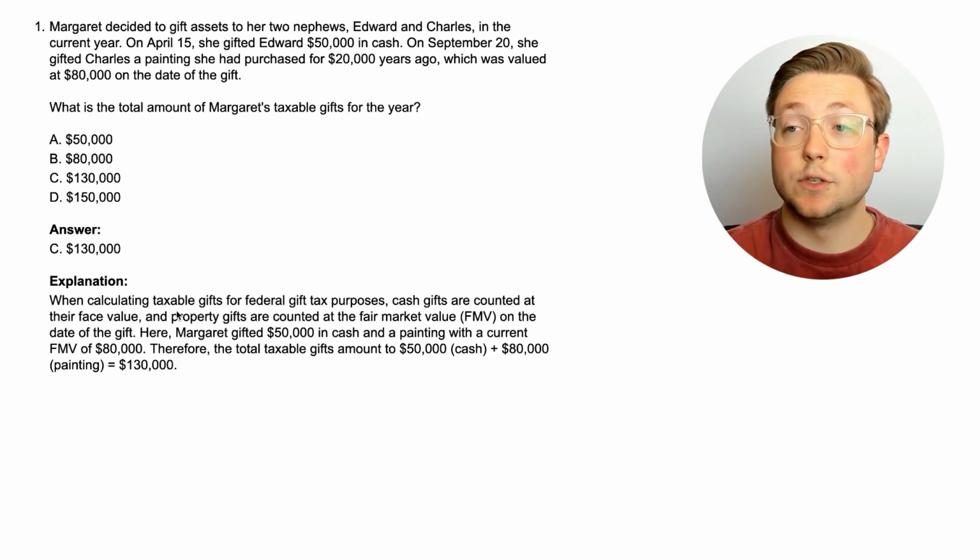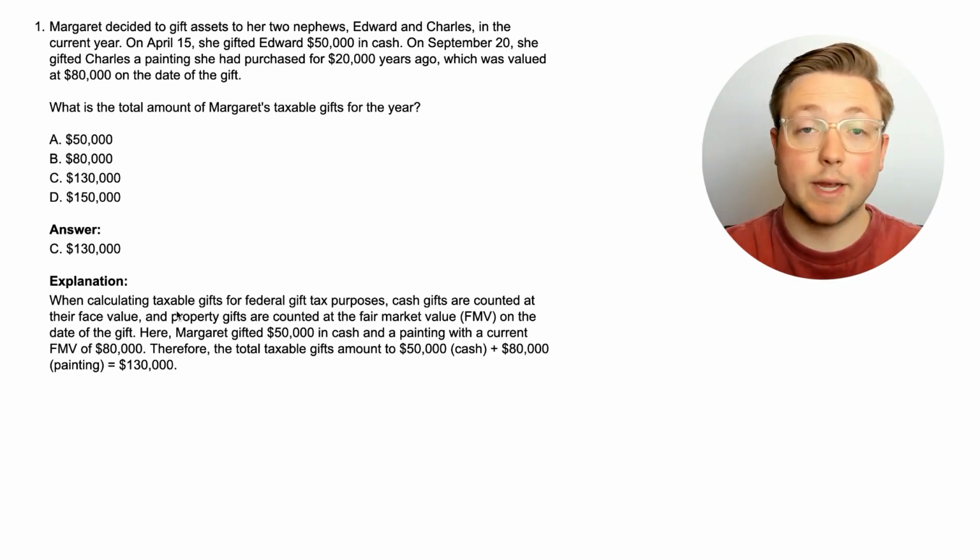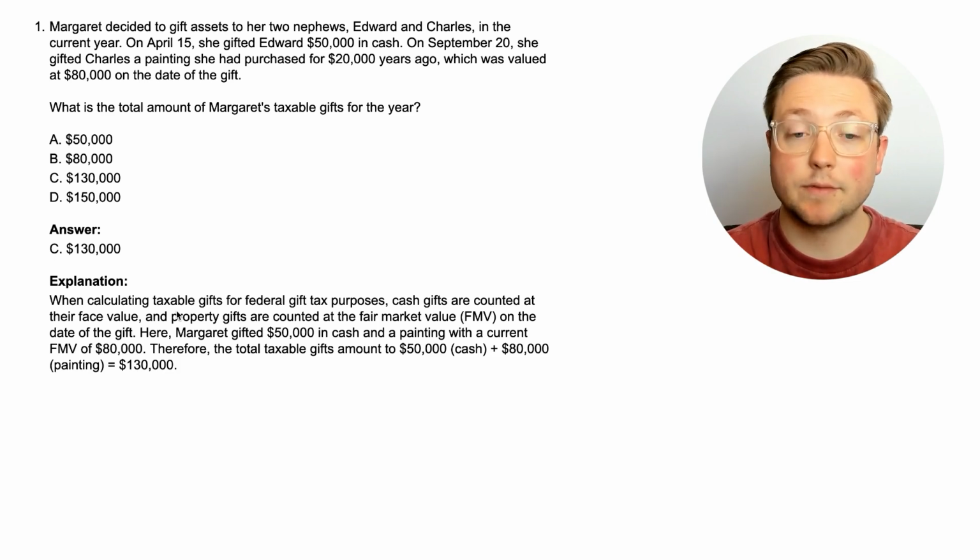Of course, we're going to dive into multiple rules here, but the general idea is when you donate cash, that's what's taxable as a gift, and when you donate property, the fair market value of that property is what's taxable on the date of the gift. Okay, let's go ahead and go to the next question.